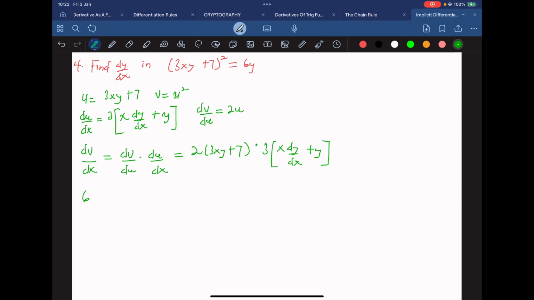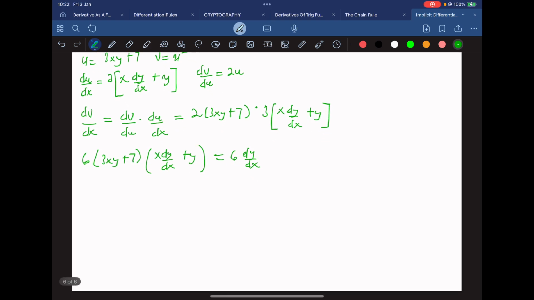So we have 3xy plus 7, then x dy/dx plus y. Now let's differentiate the right hand side. If we differentiate the right hand side, which is 6y, this will give us 6. Now since there is no x, we have to add dy/dx.